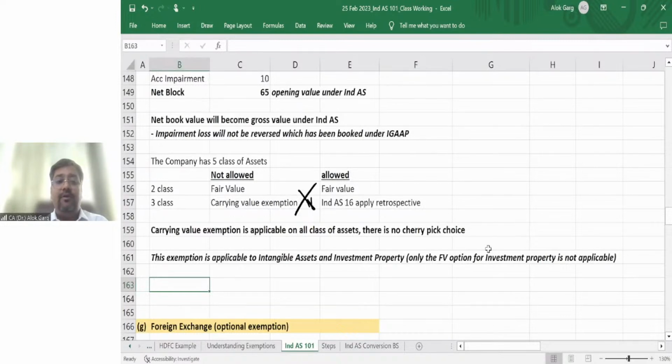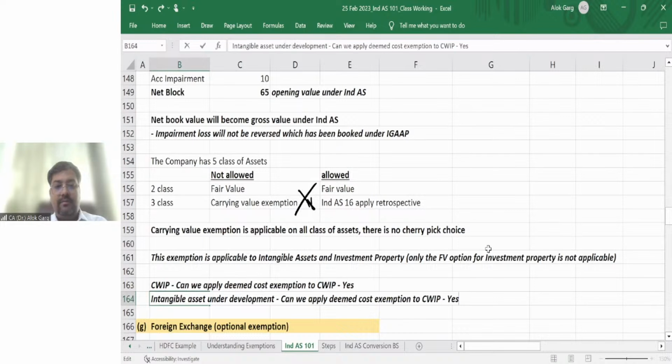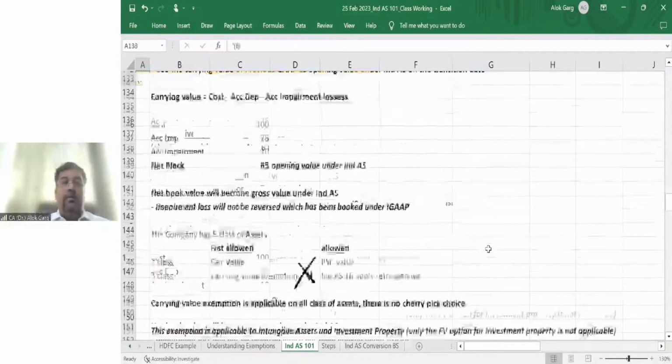And sir, what about CWIP? On CWIP, can we apply the deemed cost exemption? Answer is yes. And on intangible assets under development, can we apply the deemed cost exemption? Answer is yes, we can apply. Clear?